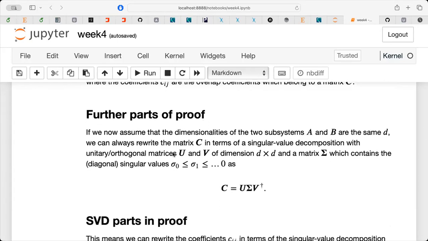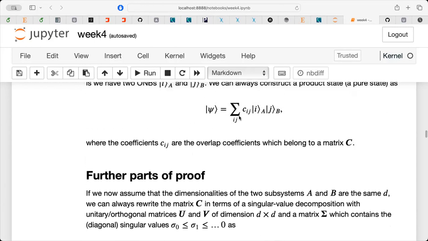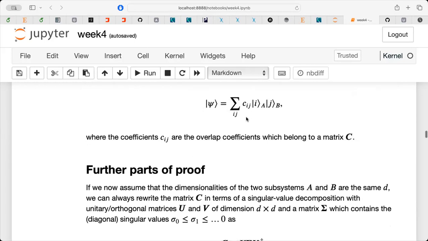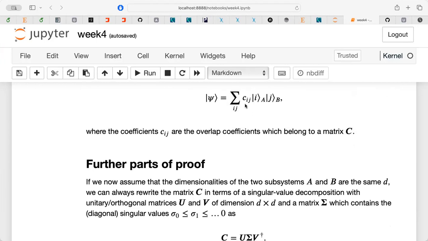The way this is done is to assume that the dimensionalities of these two subsystems are the same, and you can always rewrite the matrix C. So this C is a matrix, and these are the components of a unitary transformation. They don't need to be a unitary transformation, by the way, but in our case we are mainly going to deal with unitary transformations. So the matrix C can always be decomposed into an orthogonal matrix U and an orthogonal matrix V. And if we assume that the two subsystems have the same dimensionalities, then we are dealing with square matrices.